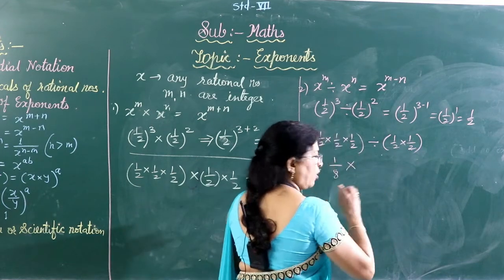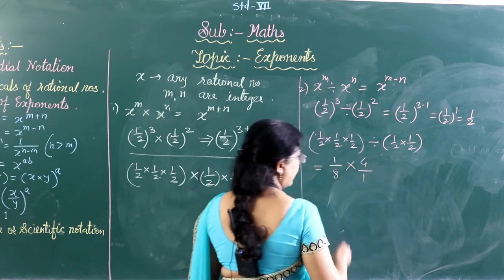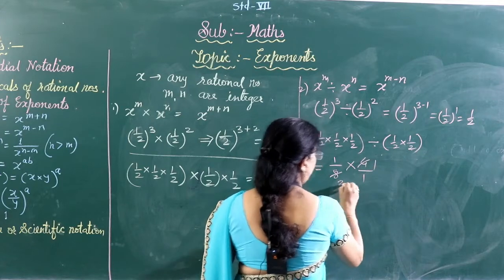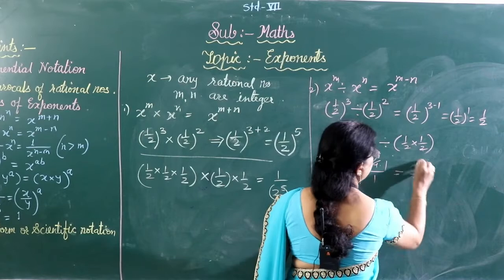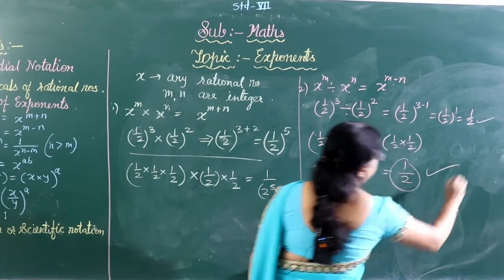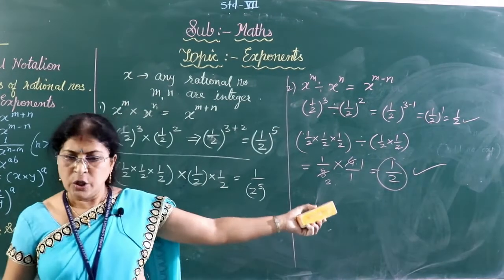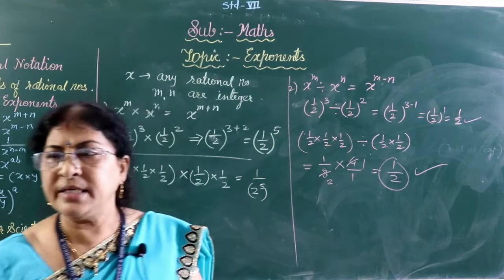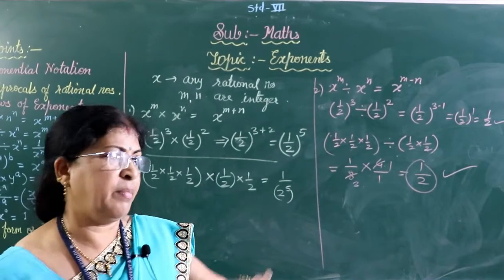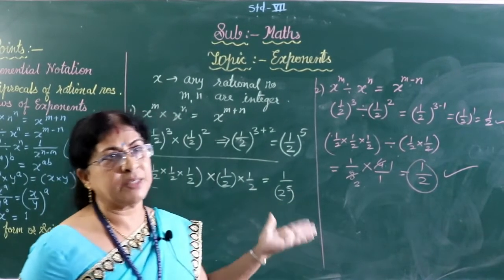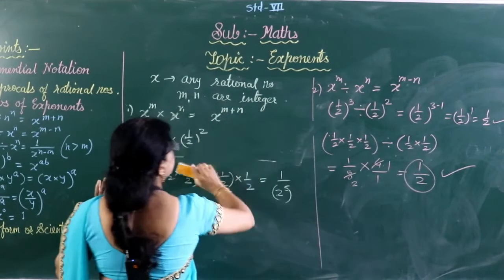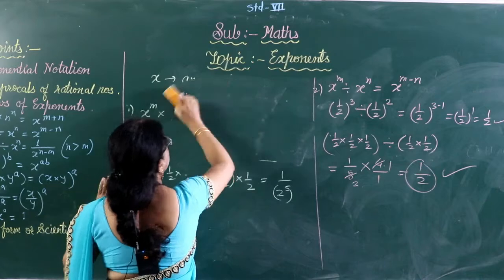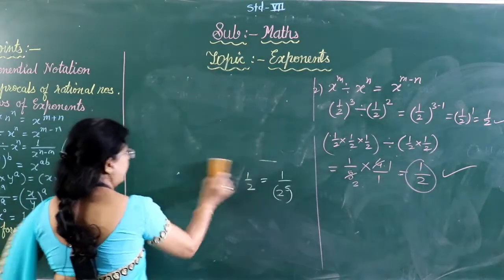So reciprocal of it will be 4 upon 1. Right? Then 4 ones are 4, 4 twos are 8. Answer is 1 ones are 1, 2 ones are 2. We got the same answer. Both the ways we got the same answer. So in this way we can check by both the methods, by using the law as well as by the usual method. But afterwards we will just apply the laws and get the answer.